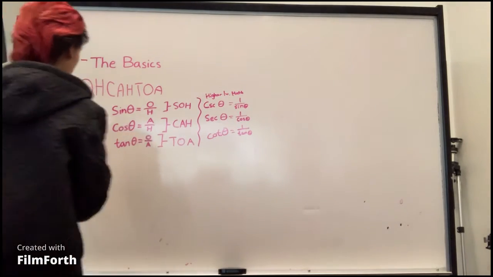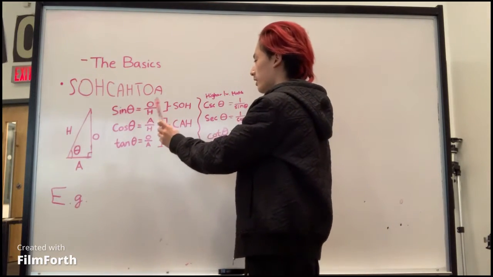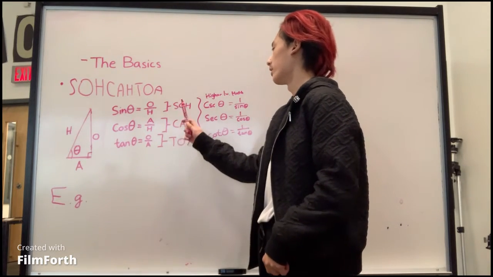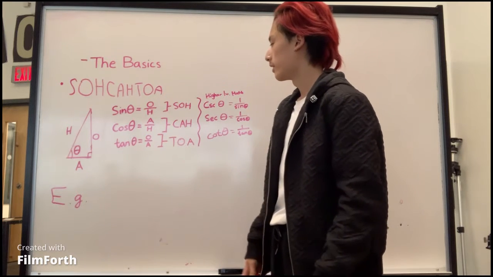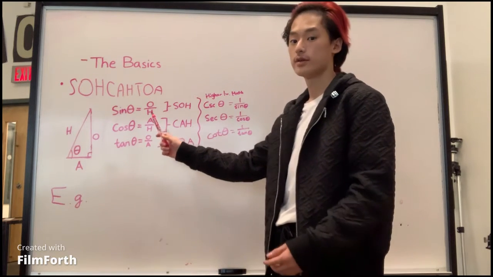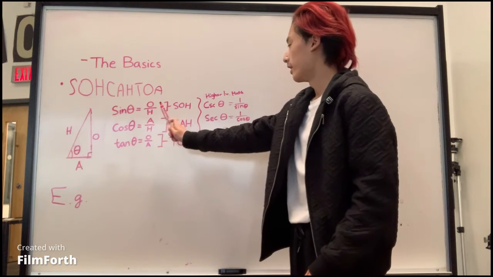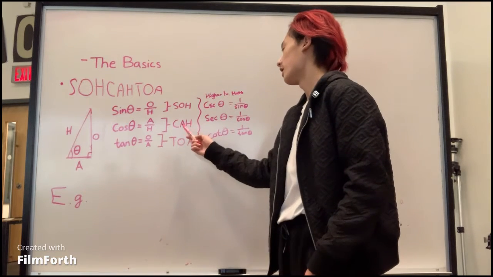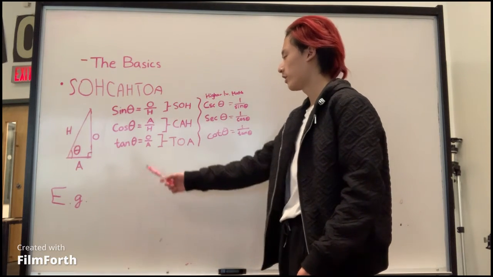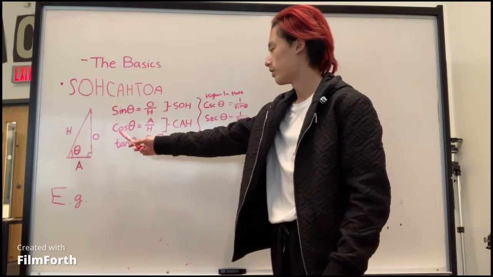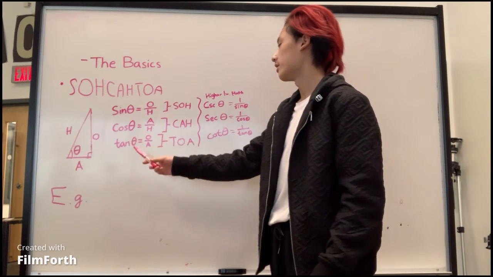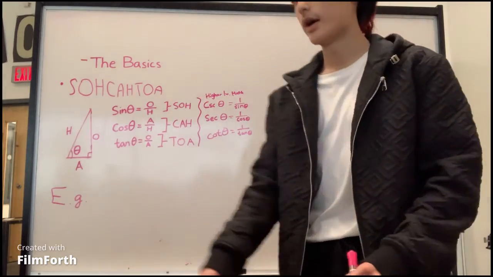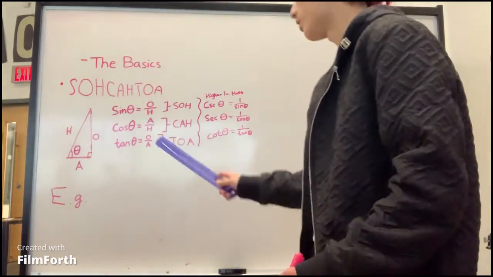So let's start with sine theta. Sine theta is the opposite side over the hypotenuse, or as you'll remember, the SOH part of SOHCAHTOA: sine opposite hypotenuse. And then we have the other two, cosine theta and tangent theta. Cosine theta is the side adjacent to the angle over the hypotenuse, hence the CAH part of SOHCAHTOA. And then lastly, we have tangent theta, which is the opposite side over the side adjacent to the angle, hence TOA.